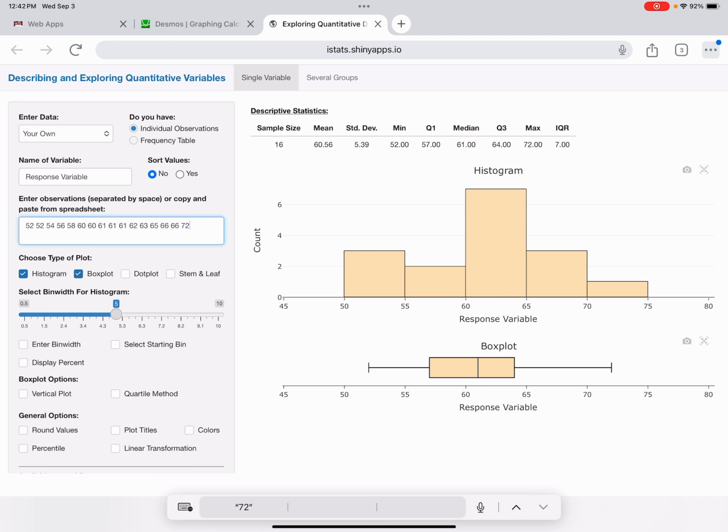Once you get all the data in there, however you choose to get it in there, you should end up with something that looks like this. Notice right off the bat that this looks like a pretty symmetric distribution. It looks fairly bell-shaped. It's not perfect, but it's close, right? It's a pretty nicely bell-shaped distribution. And here are the mean and standard deviation, of course. So this is what we came for. Let's just round to one decimal place. So we'll call this 60.6 and 5.4.